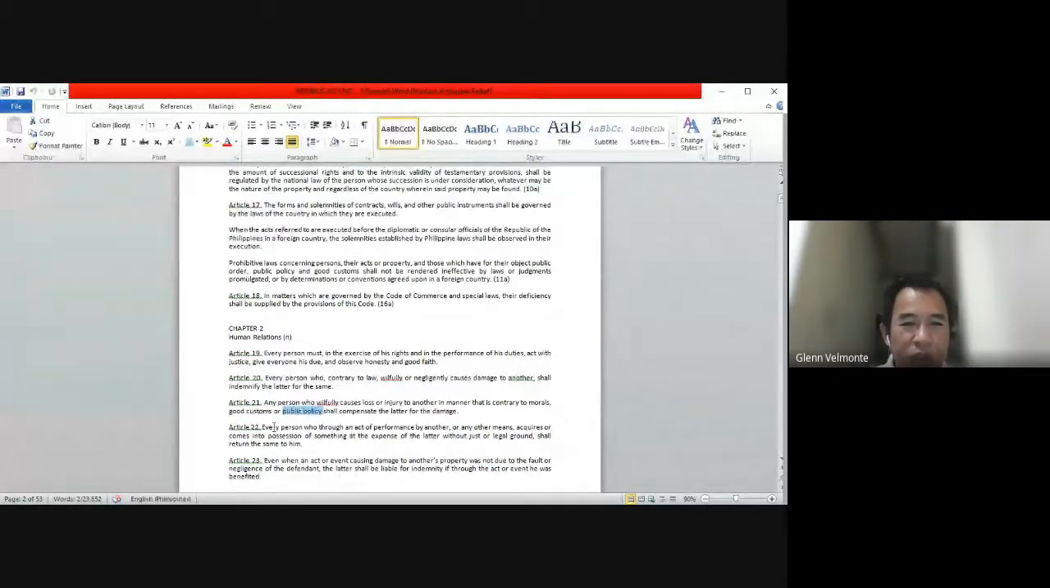About this Article 21, every person who willfully causes loss or injury to another in a manner that is contrary to morals, good customs, public policy shall compensate the latter for damages. You have to really pay. But I do not know if a woman is brave enough to claim that her virginity was lost. It takes courage to say it. Normally in court, we will grant your request, because no woman in general would claim that if it is not really true. The ridicule would happen to you, but taking the risk of saying it to claim your right to damages, then it is true.